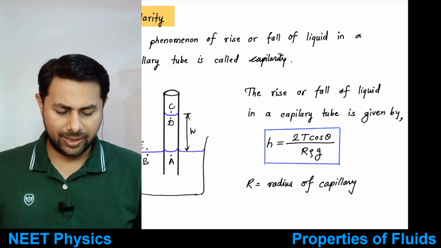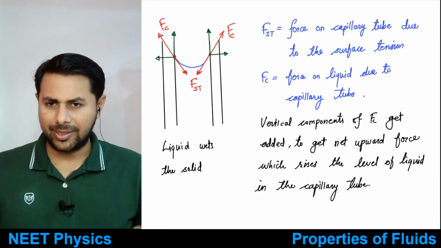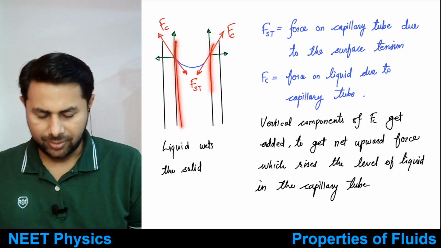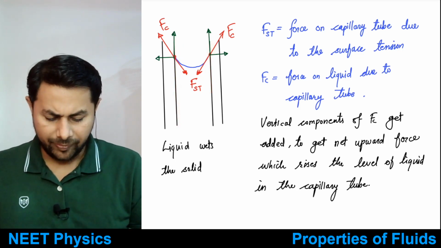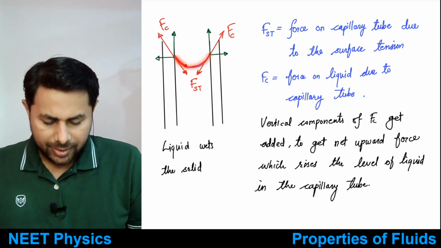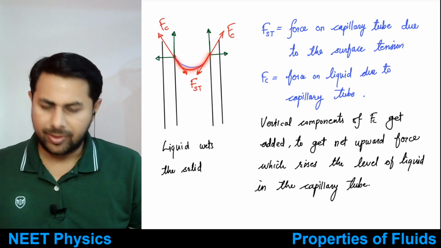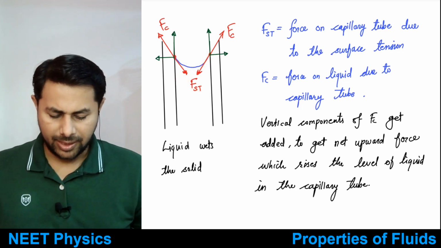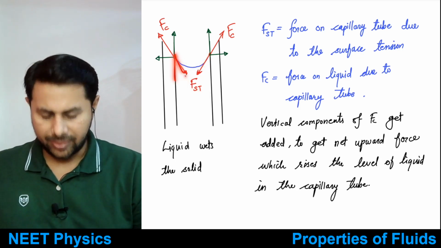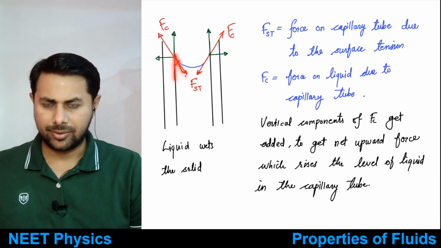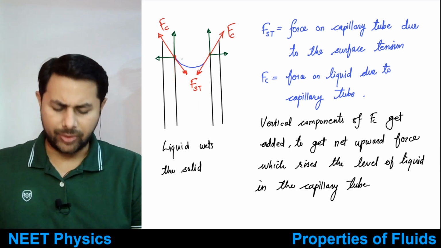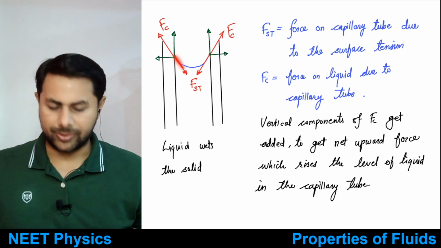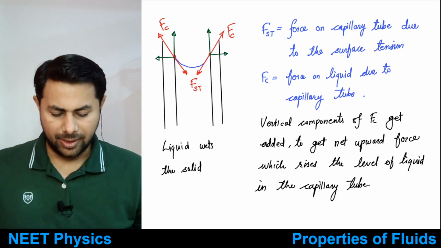Now let's talk about capillary action. How does this happen? Suppose this is the capillary tube, now zoomed in, and this is some liquid, let's say water. This is the meniscus of water. So there is water in the capillary tube. Now the angle of contact here would be acute. Suppose this is some liquid, not water. For water it would be 0 degrees, but here it is acute, for example kerosene.